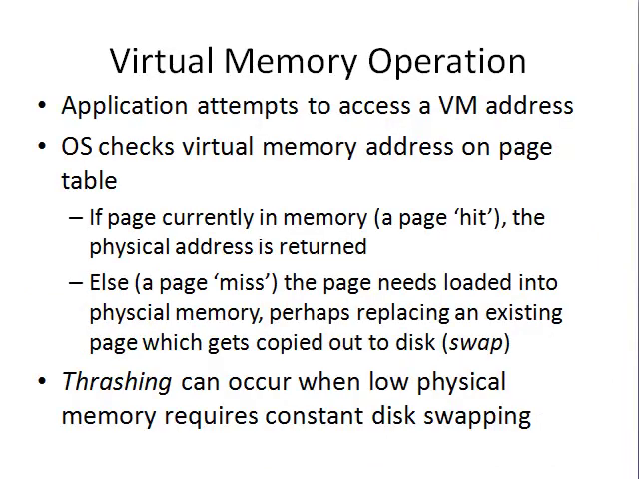So for example, an application might want to access some of its own data, and it will have a virtual memory address to access. The operating system will intercept the call to access that data, and it will check that virtual memory address on the page table. And if that's currently in memory, it will give back the data as if the application was directly accessing the correct physical address. If that data is not currently in memory, then we've got a page miss. Then the operating system needs to load that data into physical memory, perhaps replacing an existing page which then gets copied back out to the disk. And that's a swap. We've swapped some data in to physical memory and some data from physical memory back out to the disk.